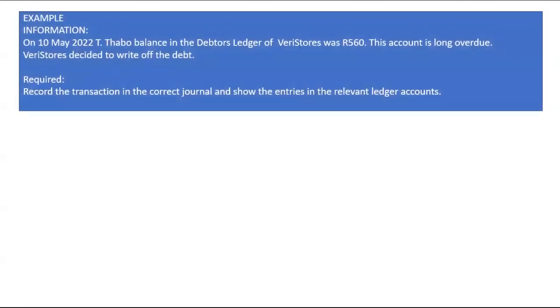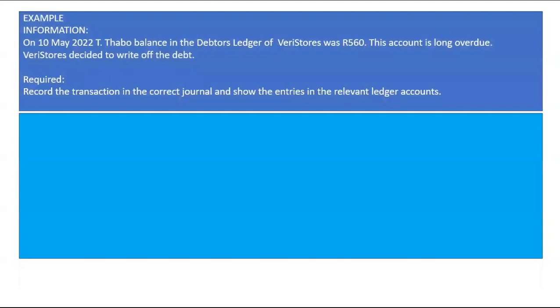Please read this information. It says that on the 10th of May 2022, the balance in the debtors ledger of Very Stores was 560. This account is long overdue.